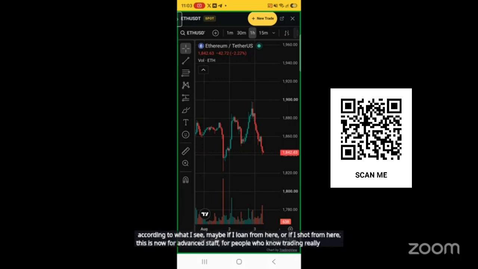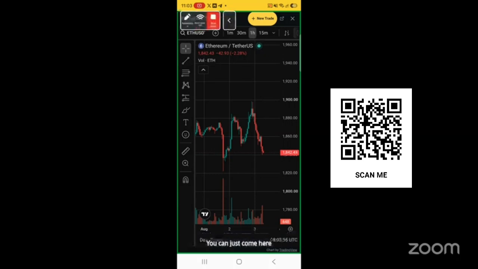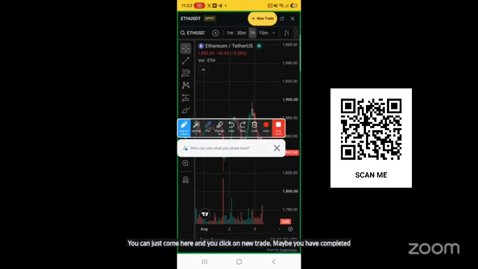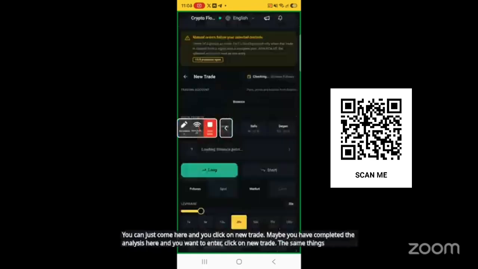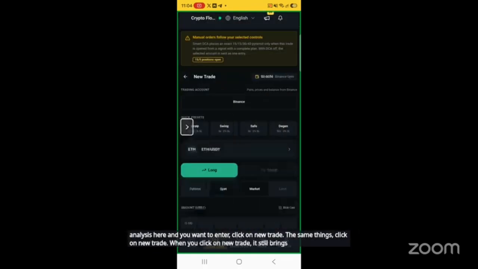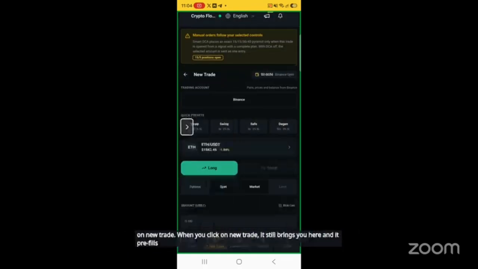They've been in the market for long, they know trading. So you can just come up here and click on new trade. Maybe you have completed the analysis here and you want to enter, click on new trade. The same thing, click on new trade. When you click on new trade, it still brings you here and it pre-fills everything.